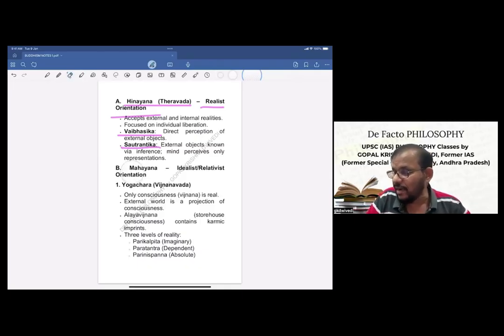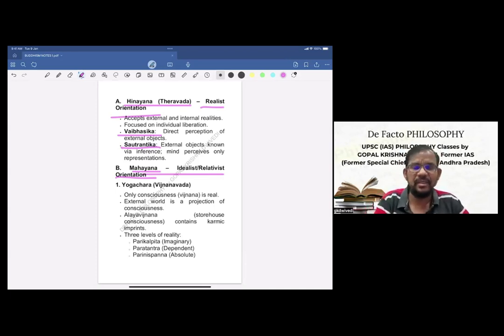And the second school is Mahayana. So Mahayana, or idealist relativistic orientation. So this is the second school. And in the Indian context, Mahayana basically is more important. Hinayana is not much found in the Indian context. But yes, while studying the theoretical side, we will definitely study that. So in the Indian context, Mahayana, or idealistic relativistic orientation or school, is more important because that is more prevalent here. Now, Mahayana also has again two branches. One is Yogachara Vijnanavada.